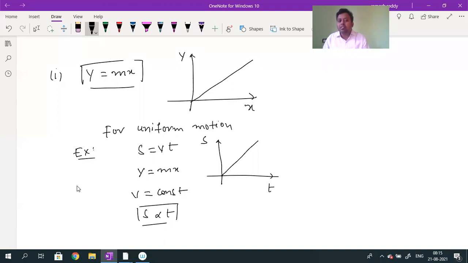Now, whenever the v value is constant, s is directly proportional to t. Whenever two quantities are directly proportional, the graph is a straight line passing through the origin. Always remember, wherever you get two quantities directly proportional, the graph is a straight line. If there is no constant value in the formula, then we cannot write this. If the v value is not constant, the graph shape will not be like this. The graph shape will be like this only when y is equal to mx, with v constant. Only for uniform motion, the graph drawn between displacement and time is a straight line passing through the origin.